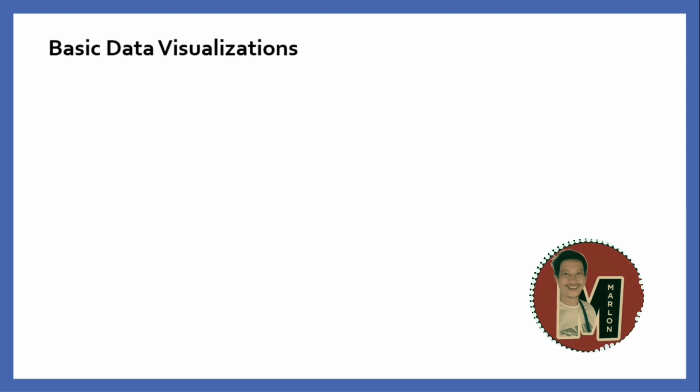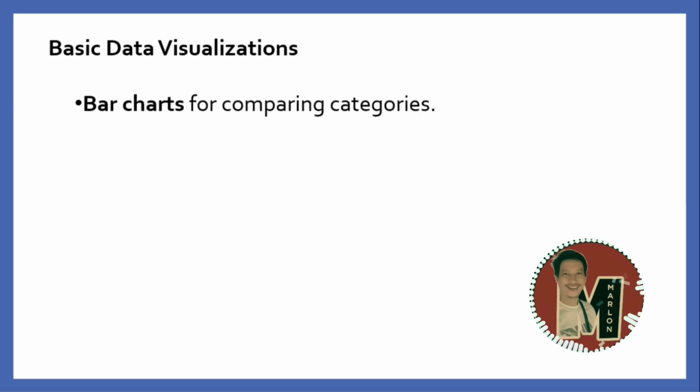Basic data visualizations. Bar charts for comparing categories. Bar charts are used to compare different categories of data. For example, a bar chart comparing the number of students who prefer various school subjects like math, science, and English.